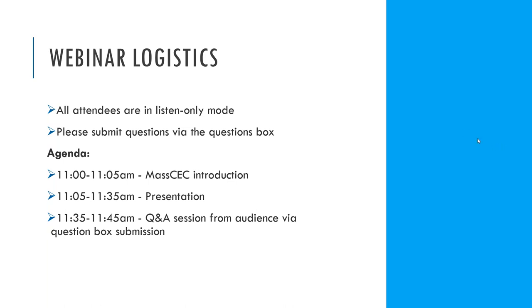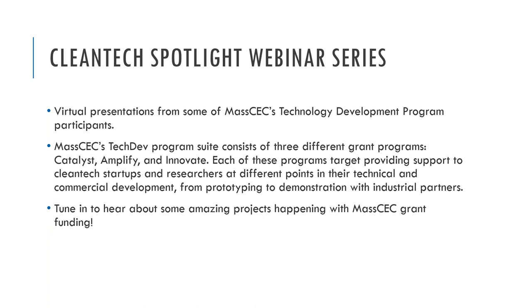Now to give a short introduction to MassCEC's work. MassCEC's Tech Dev Program Suite consists of three different grant programs: Catalyst, Amplify, and Innovate. Each of these programs target providing support to clean tech startups and researchers at different points in their technical and commercial development, from prototyping to demonstration with industrial partners. Today's presentation, a Catalyst grantee, Daniel Cho will present on his company, Onvector. Onvector is developing Plasma Vortex, a robust new water and wastewater treatment technology. Thank you again for joining us, and please enjoy the presentation.